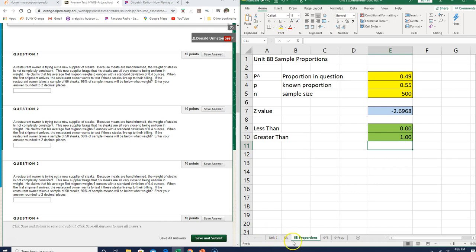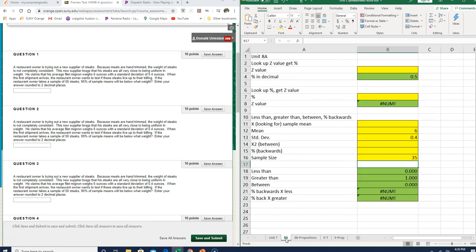But because I made this all in one spreadsheet and named these tabs on the bottom, this is so easy. And guess what? The 6 ounces and 0.4 ounces for the mean and the standard deviation are still in my spreadsheet from last week. The only difference is my last problem I did had a sample size of 35. This problem says there's a sample size of 50, so I'm going to change that. Okay, and the question they have is 95% of the sample means will be below what weight?